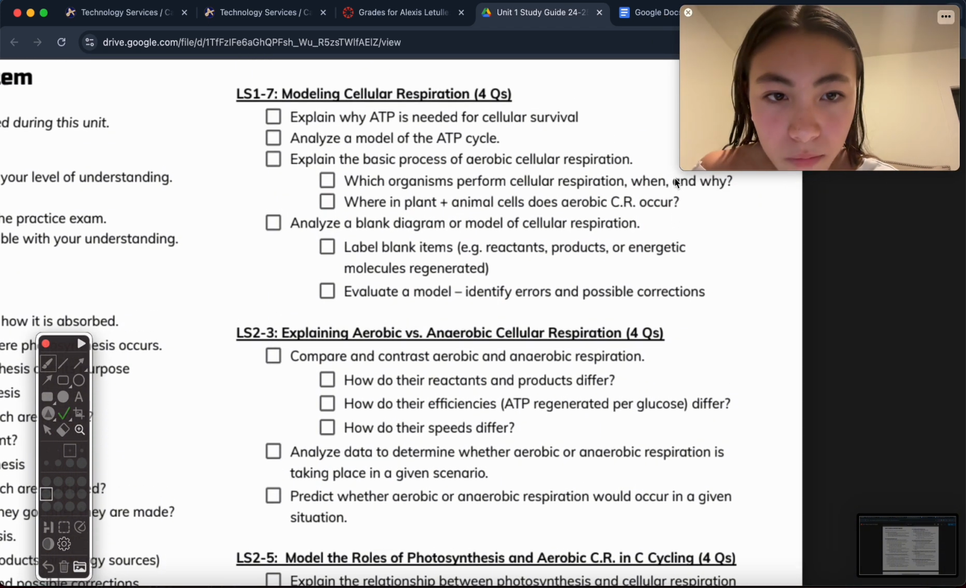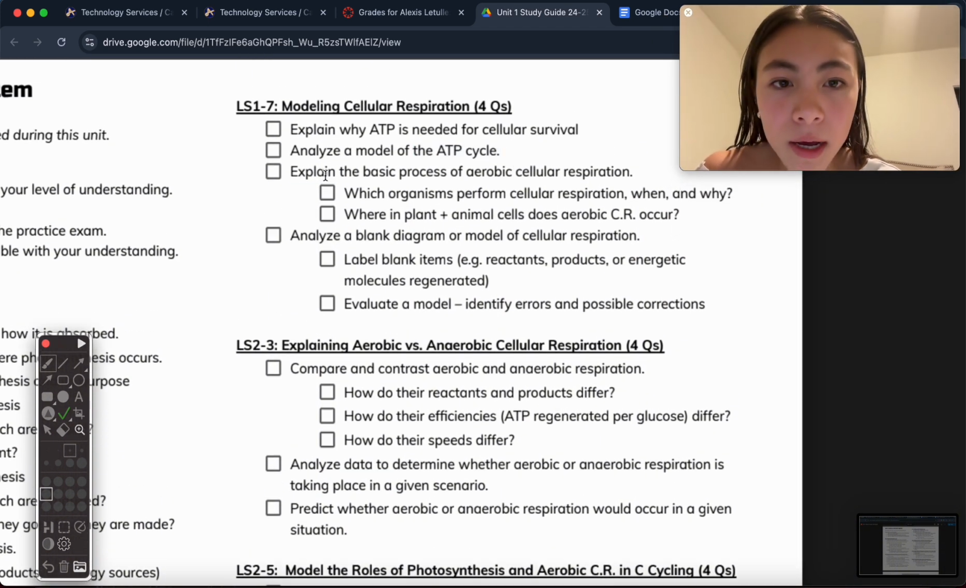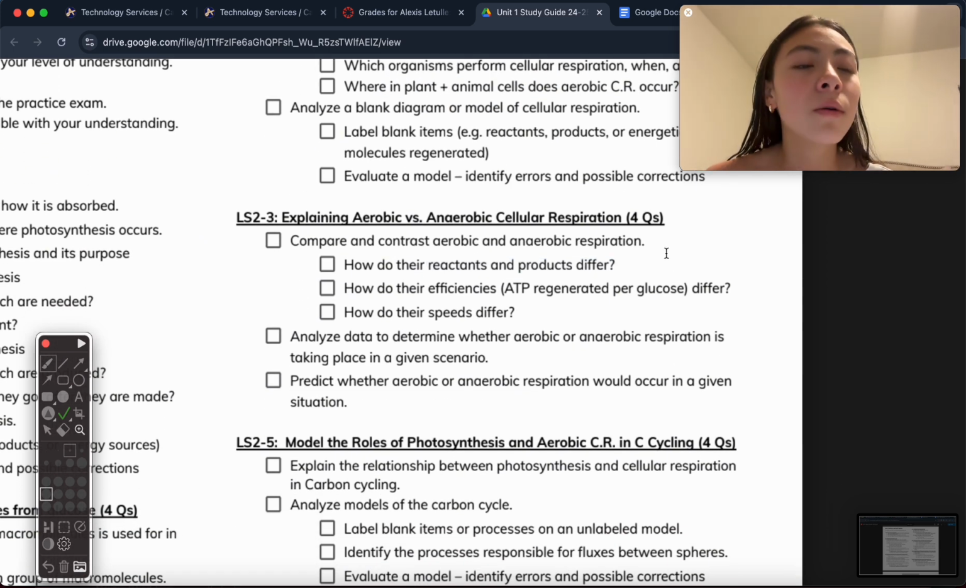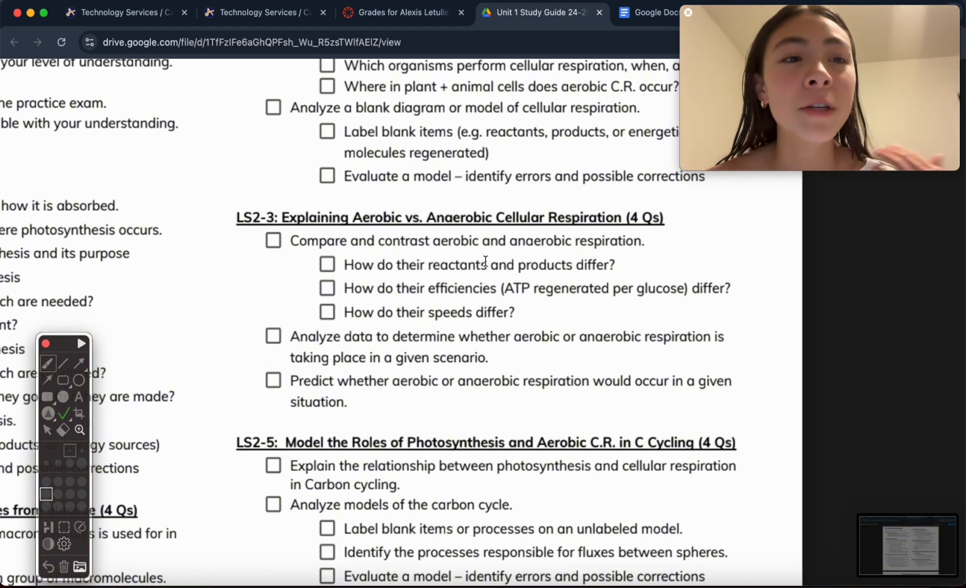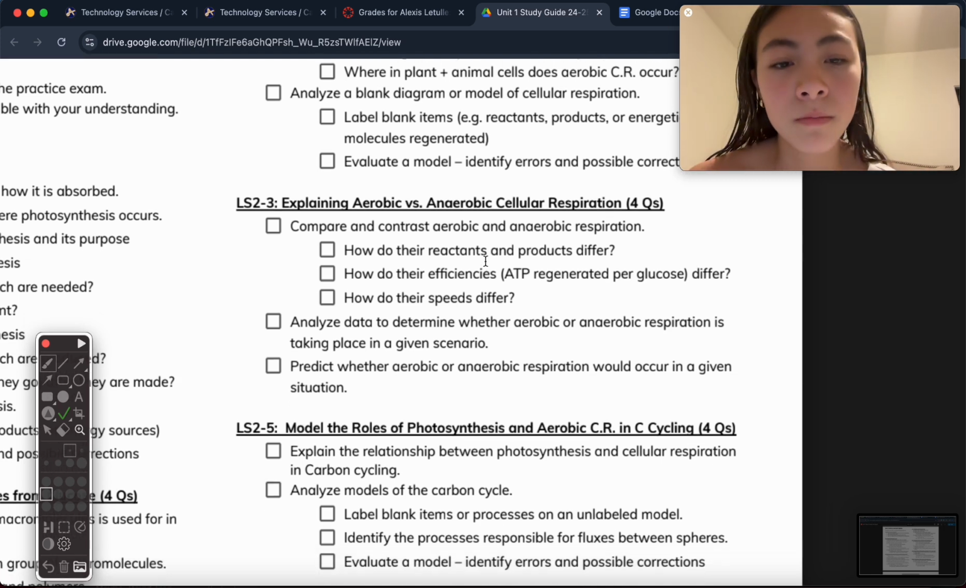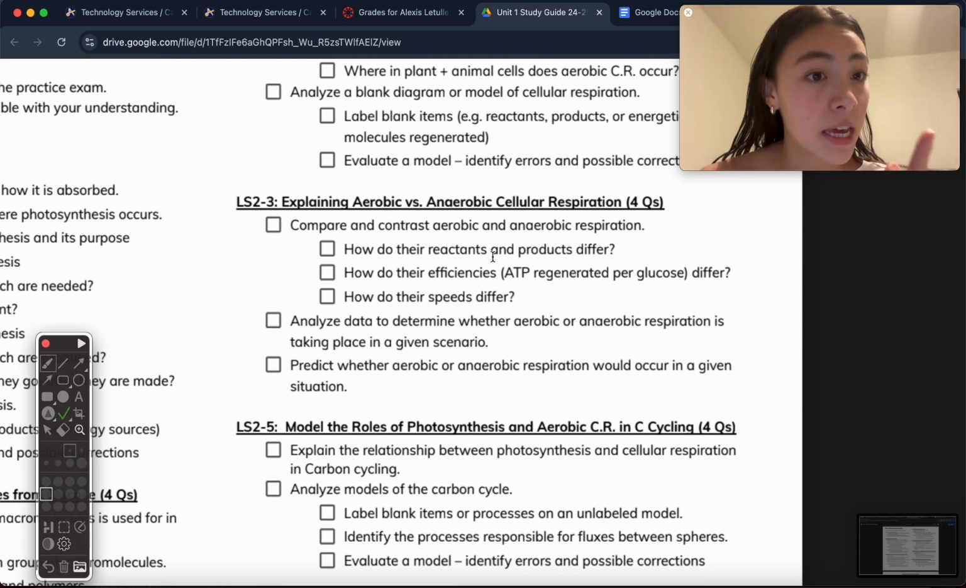Okay, yes, we already did that. Literally the only difference is that aerobic needs oxygen. If you take Latin, A-E-R means air. Aerobic needs air. Anaerobic doesn't need air. So, boom. And I think another big thing.